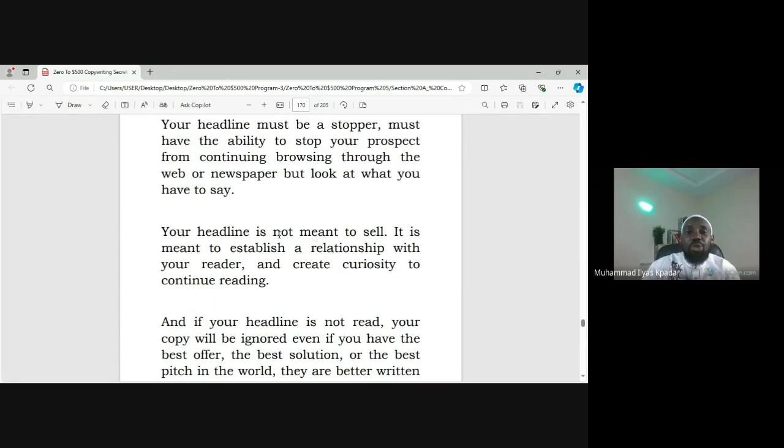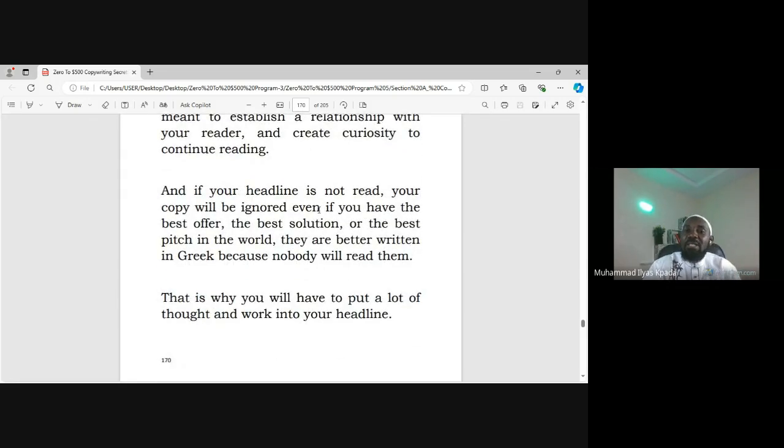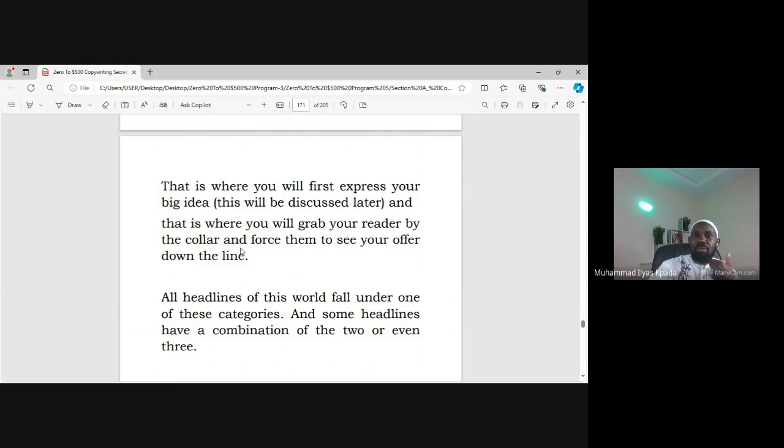Now, your headline is not meant to sell. It is meant to establish a relationship with your reader and create curiosity to continue reading. And if your headline is not read, your copy will be ignored. Even if you have the best offer, the best solution, or the best pitch in the world, they are better written in Greek because nobody will read them. No matter how it is, right? Your headline is better written in Greek than written in such a way that it does not pique the curiosity of your audience. It is what it is, right? That is why you'll have to put a lot of thought and work into your headline.